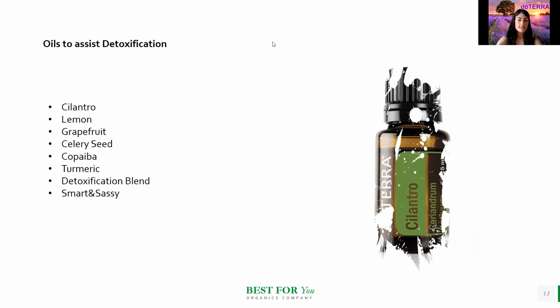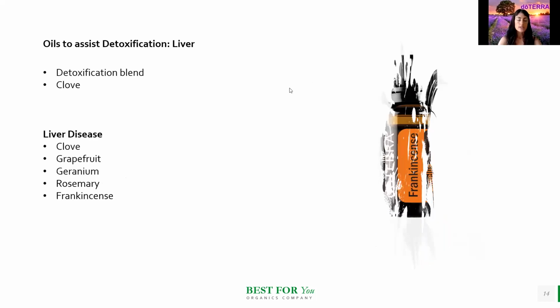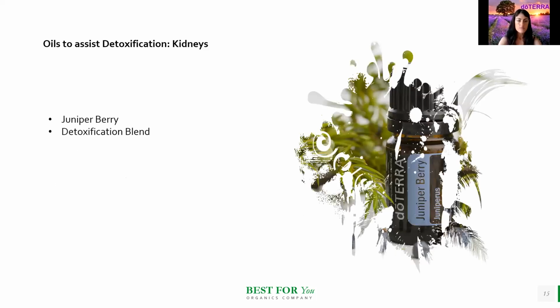In the next slide, I'll talk about how to assist your liver. Your Xender Grind is what you'll use, and clove specifically to help detox your liver. If you have a liver disease, you would want to use essential oils like clove, grapefruit, geranium, rosemary, and frankincense to help support your liver. In the next slide, we'll talk about kidneys. To detox kidneys, Juniper Berry is an amazing support, as well as your Xender Grind blend.